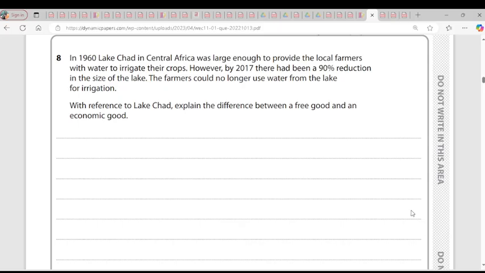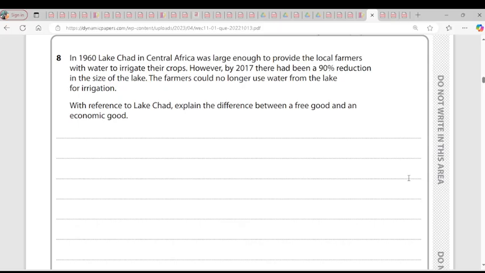To question 7. In the US, the income elasticity of demand for money is negative 0.8. Question 8. In 1960, Lake Chad in Central Africa was large enough to provide the local farmers with water to irrigate their crops. However, by 2017, there had been a 90% reduction in the size of the lake. The farmers could no longer use water from the lake for irrigation.